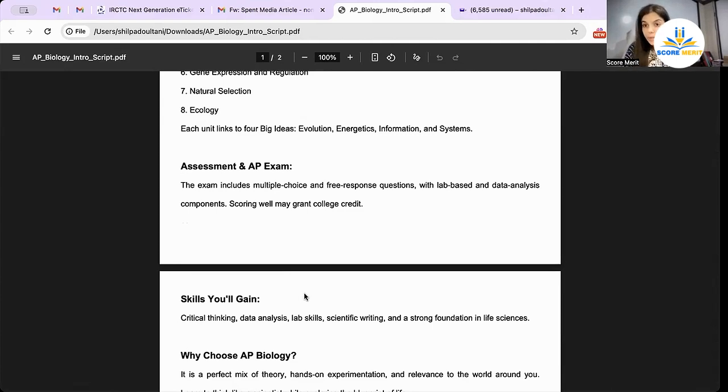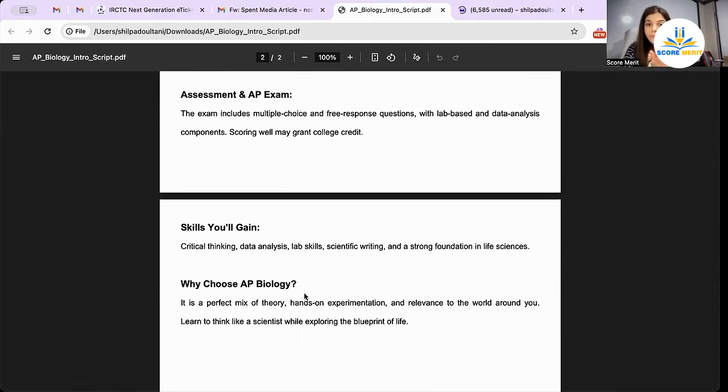If you score well in AP subjects, that adds a perk point on your resume for college credit. After this course, you will definitely be brushing up your critical thinking, data analysis, how to work in a lab, and how to write scientific information. That gives you a strong foundation in life sciences, from the beginning of molecular chemistry till how a living system works and how it interacts with the abiotic system. So it's a very deep, strong foundation; we are nurturing the base in the sciences.